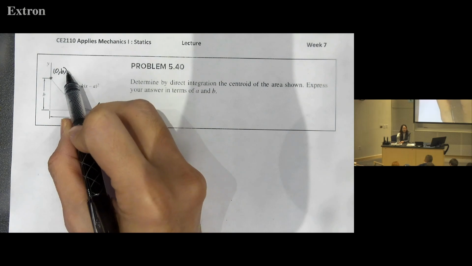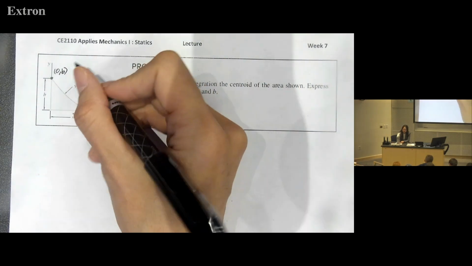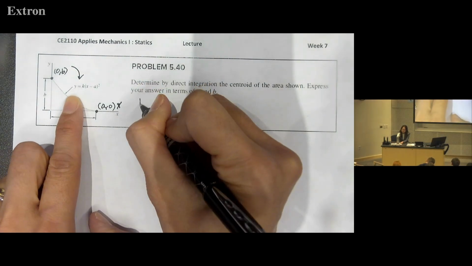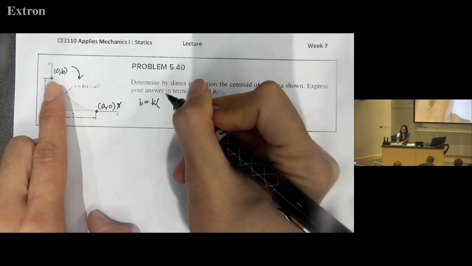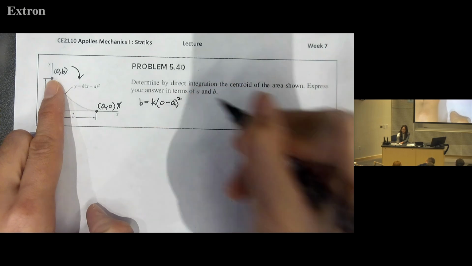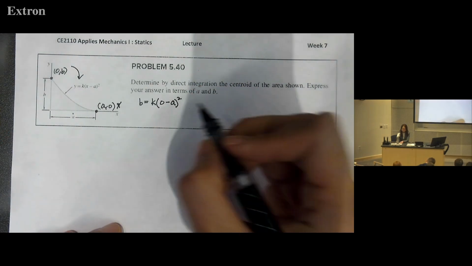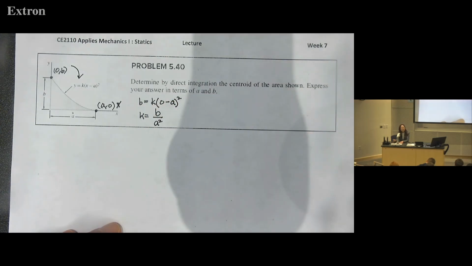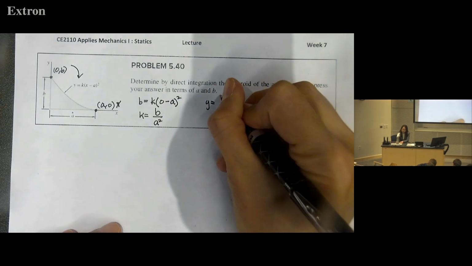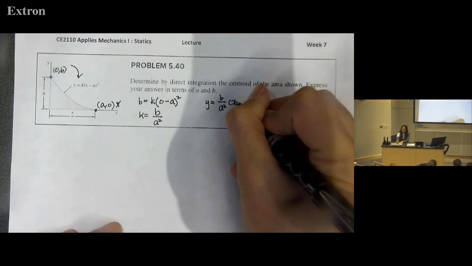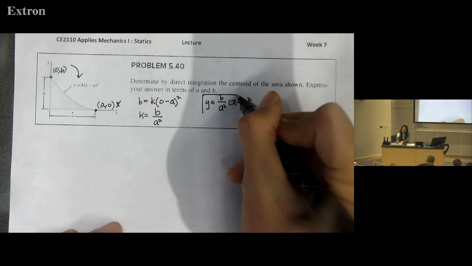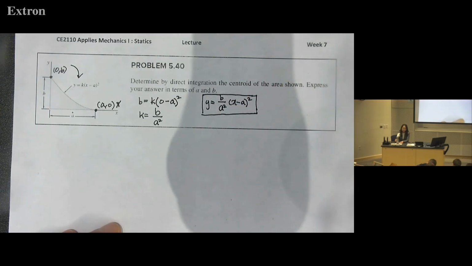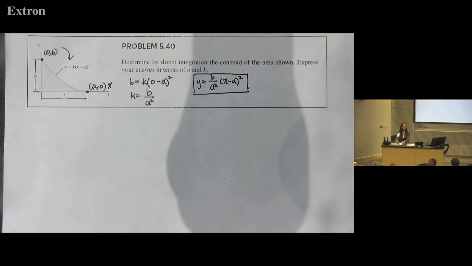Another choice is 0 comma b. Then y is b, and x is 0. And then we can find k equals b over a squared. So we found that expression, and we can eliminate k by writing this equation as y equals b over a squared times x minus a squared. So that is the relationship between x and y. Typically, a and b are constant, right?